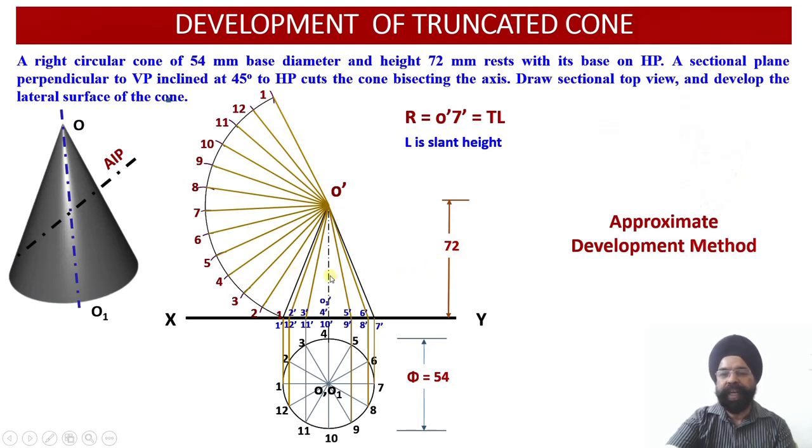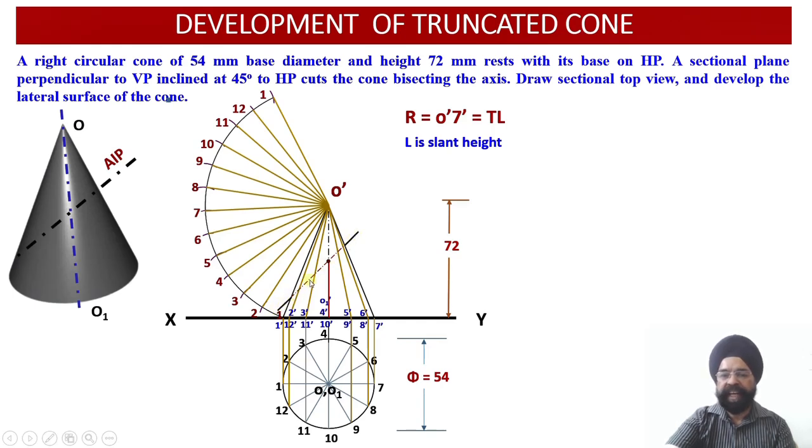So I know the point. The point of intersection of the cutting plane with the axis is the bisector. So I have worked out the bisector point. You see, this is the bisector of the axis of the cone, and once I get the bisector of the axis of the cone, I can draw an auxiliary inclined plane.